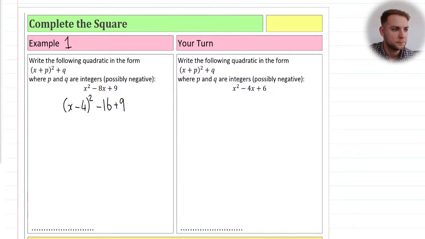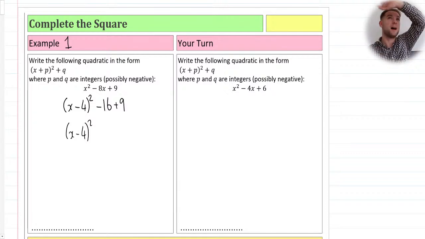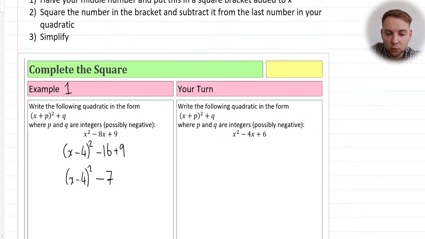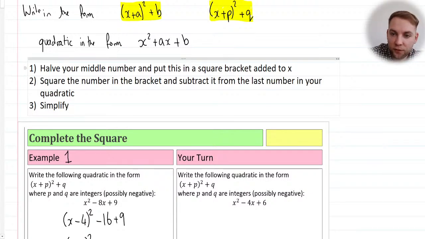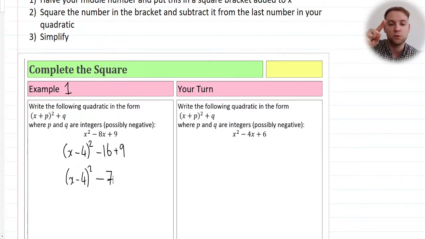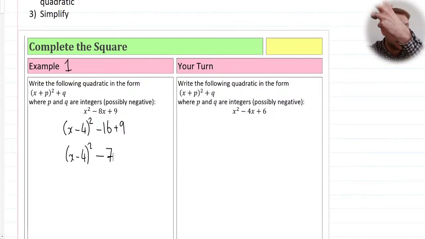And then the last little part here is to simplify. So here we've got x minus 4 all squared, and 9 minus 16 is equal to minus 7. Now, some people get confused and say, well, minus 4 times minus 4 is positive 16, so why are you not writing positive 16 down here? The reason is that the second part says to square the number in the bracket and then subtract it from the last number. So that's where the minus 16 comes from, because I'm subtracting the square inside the bracket. If I square the negative 4, it's 16, and then I'm subtracting 16.